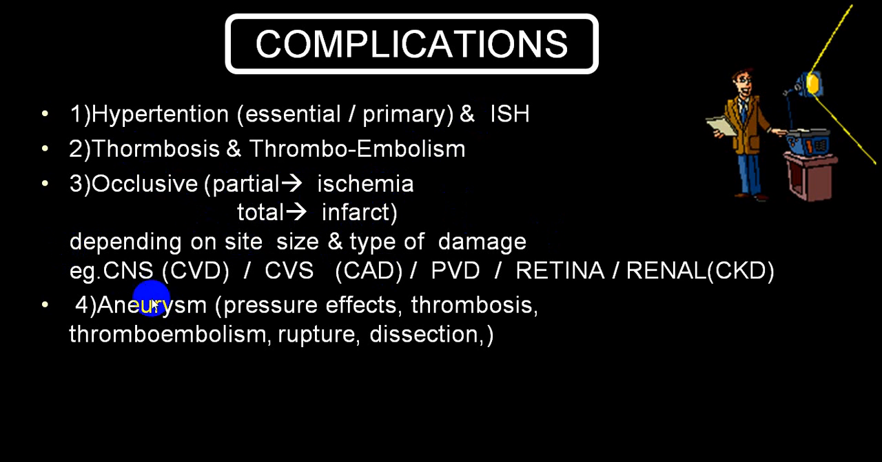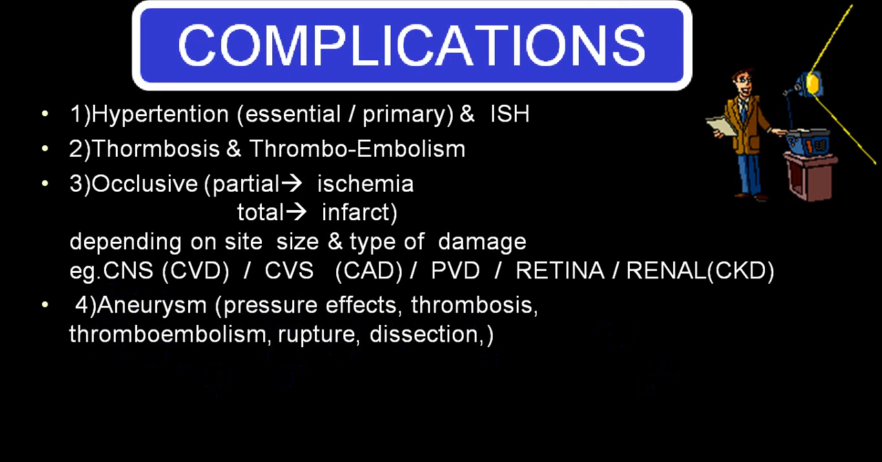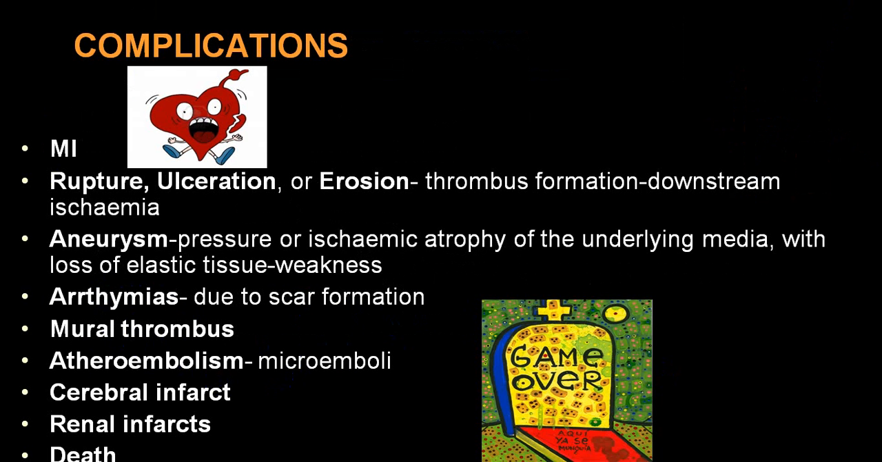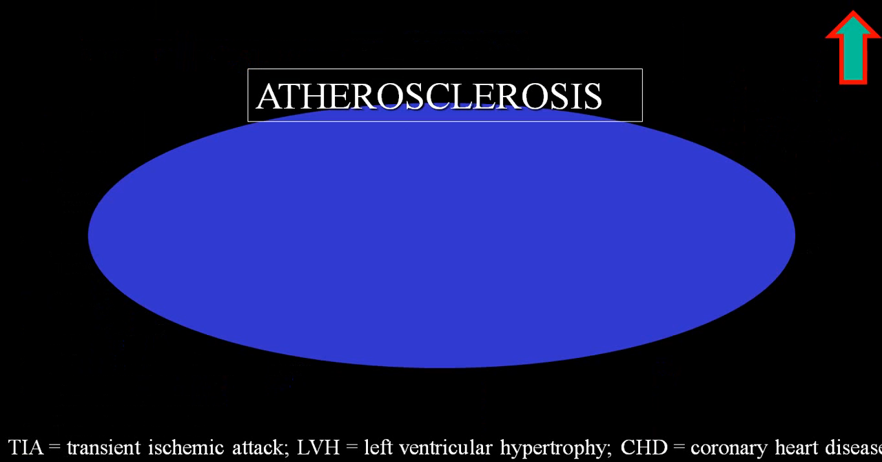Depending upon the site, you can have a CNS complication, cardiovascular complications, peripheral vascular disease, retinal, and kidney. And damage to the blood vessels, you can have an aneurysm formation which can have a pressure effect, thrombus formation, thromboembolism, rupture, and dissections. So this is a list of all different complications.